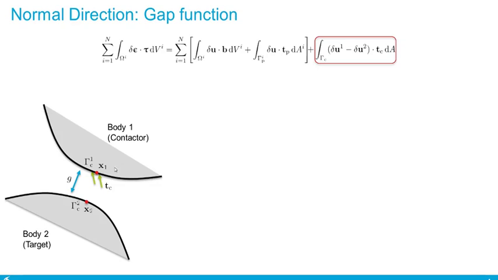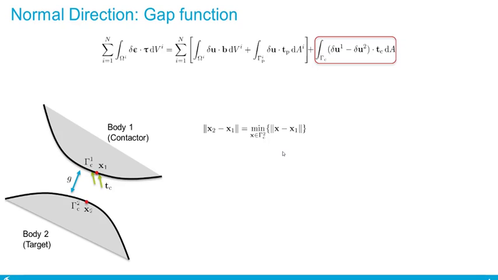And basically x1, which is a point on the contactor, is going to search the corresponding point on the target, which is the closest to x1. And for that we need to use a distance function. So this distance measures basically the L2 norm between 2 points. So x2 belongs to gamma 2 and x1 belongs to gamma 1. So x2 would be the point which minimizes this distance.